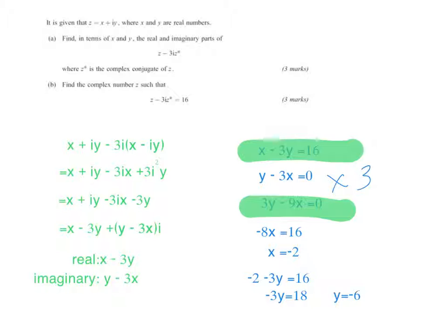And to finish, we've got to make sure we answer the actual question. The question is asking to find the complex number z such that that is true. Okay, so it's the complex number z that we're after, and z is equal to x plus iy. So we know x, we know y now, so we can sub those in. So we've got z equals minus 2 minus 6i. That's our final answer.